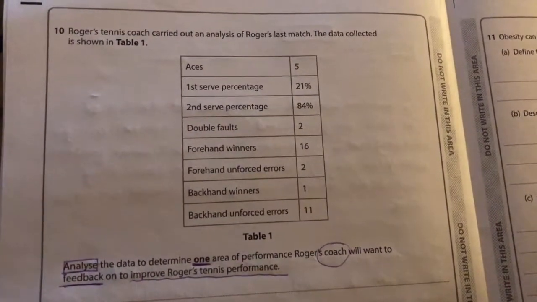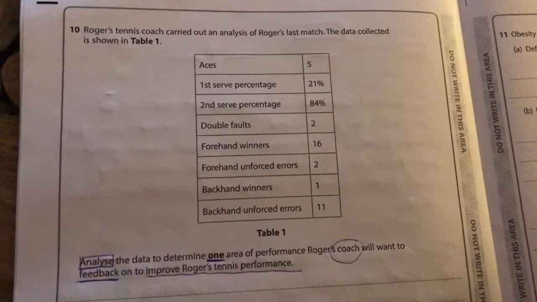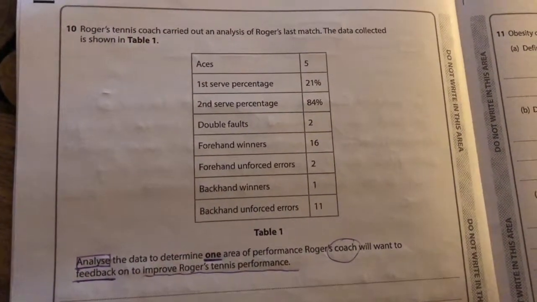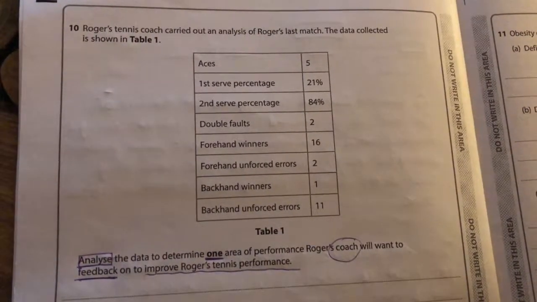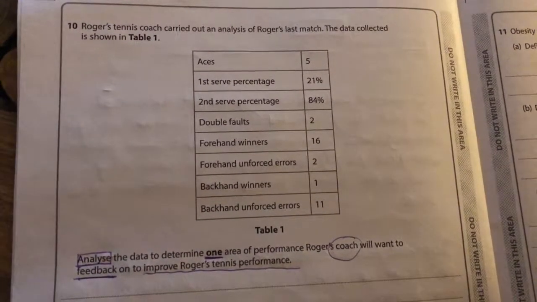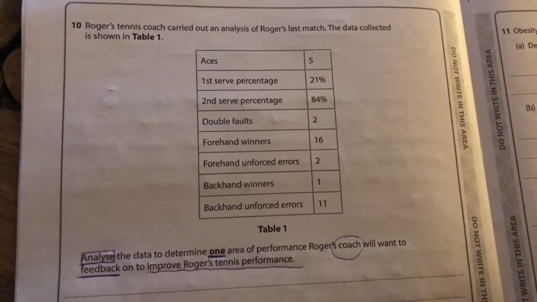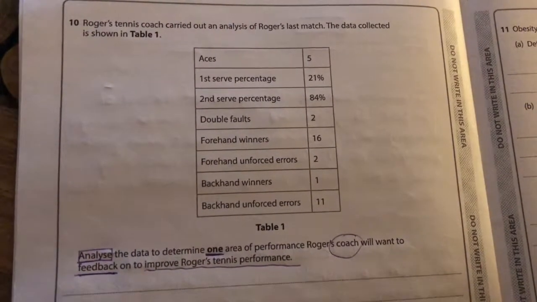Question 10, another data question. As you can see, they keep cropping up and they have slightly different topics when they come up. Roger's tennis coach carried out an analysis of Roger's last match. The data collected is shown in table 1. So the data on the left-hand side is key skills in tennis, and the data on the right-hand side is the information he's collected. So sometimes it's things like how many aces, 5.